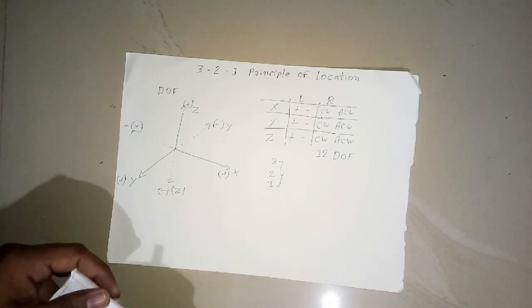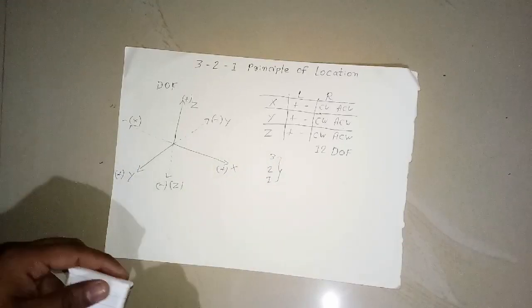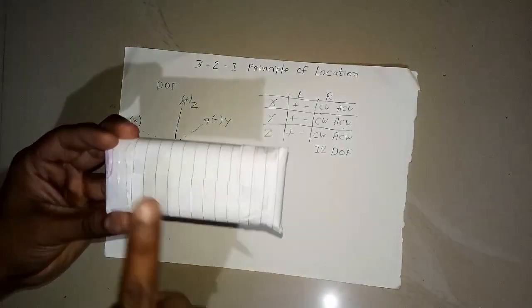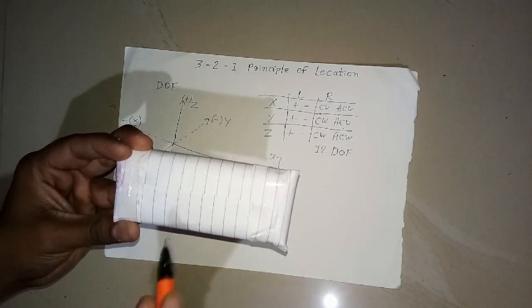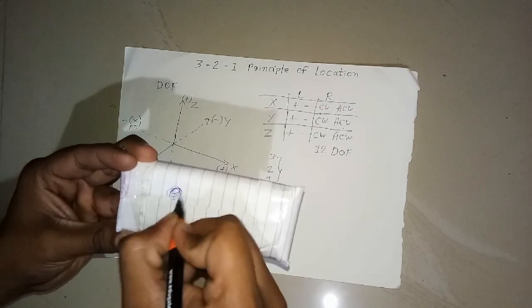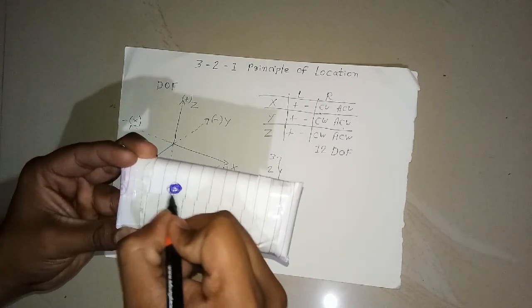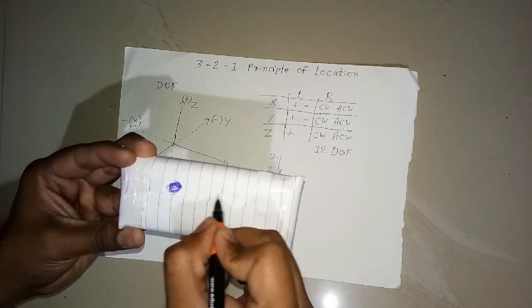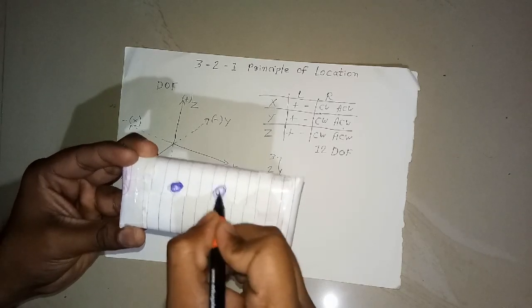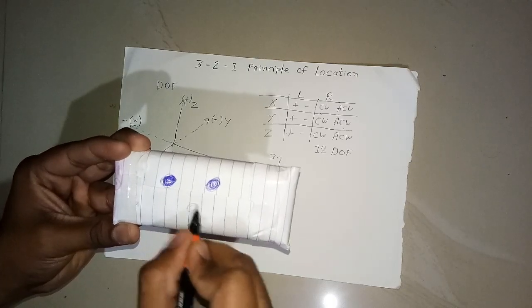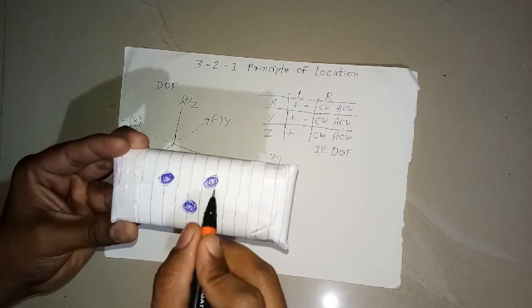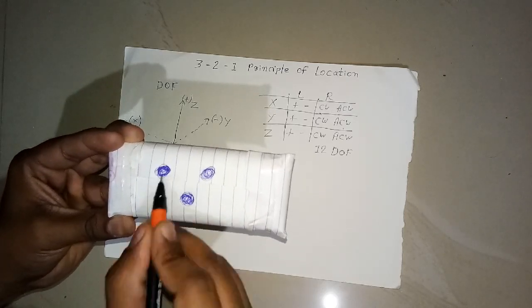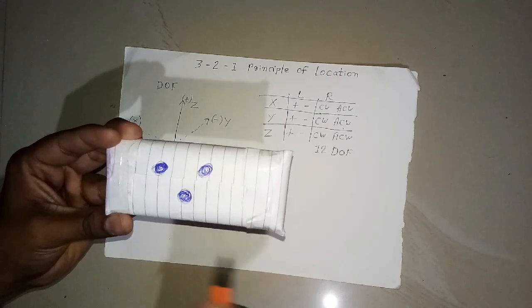Start with 3 pins. These 3 pins must be on the bottom of the workpiece. Now putting one pin somewhere here. Second pin putting here on the same linear axis, and third pin putting here somewhere away from these two pins but on the same plane.